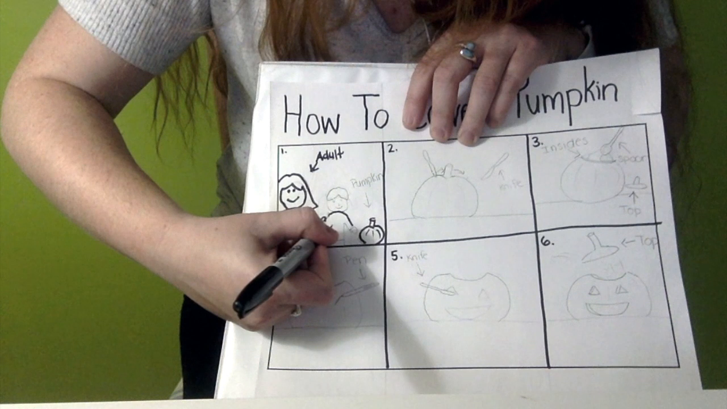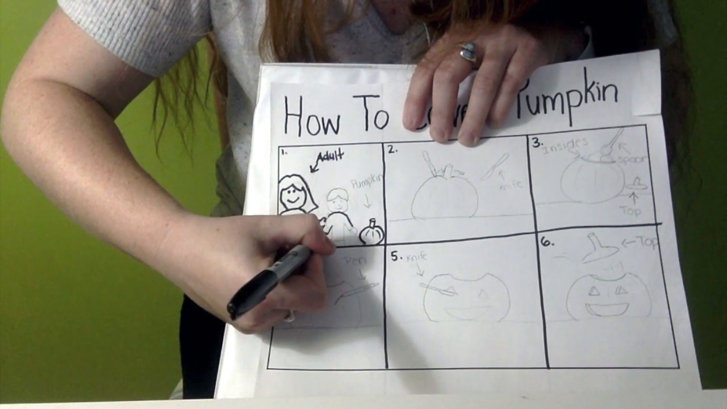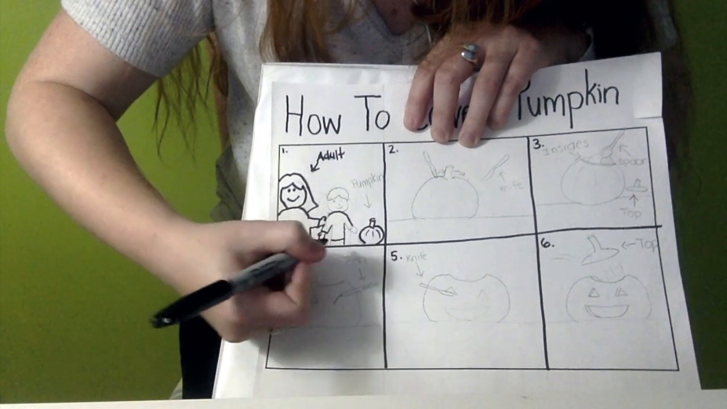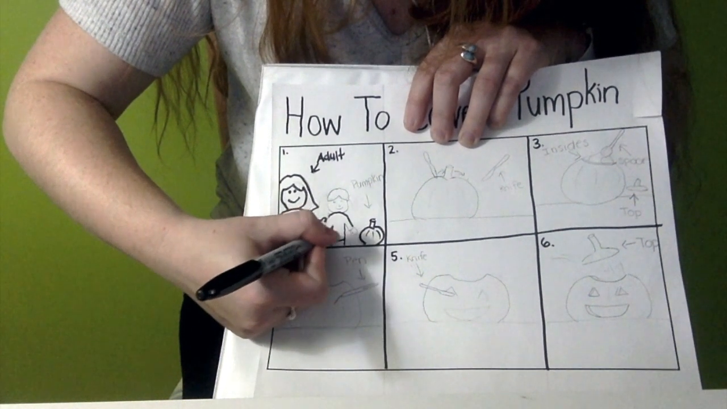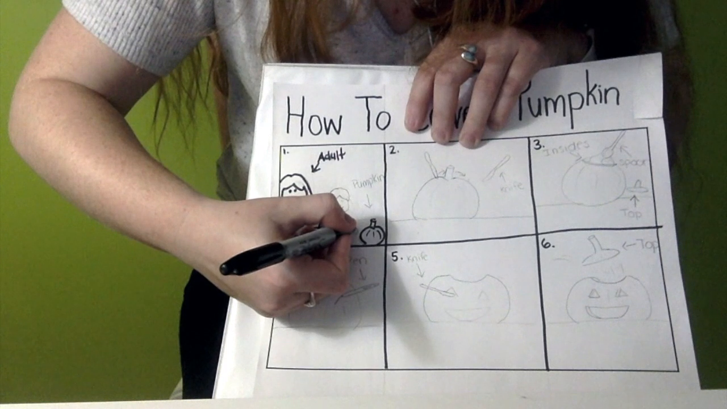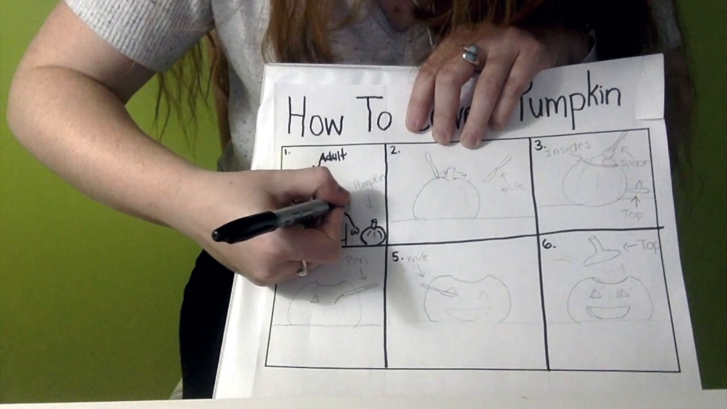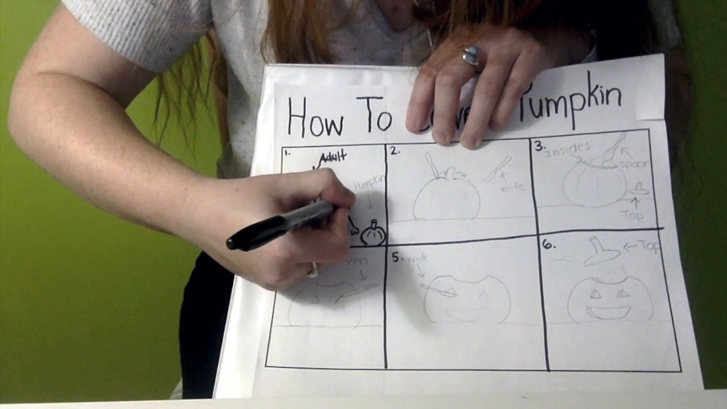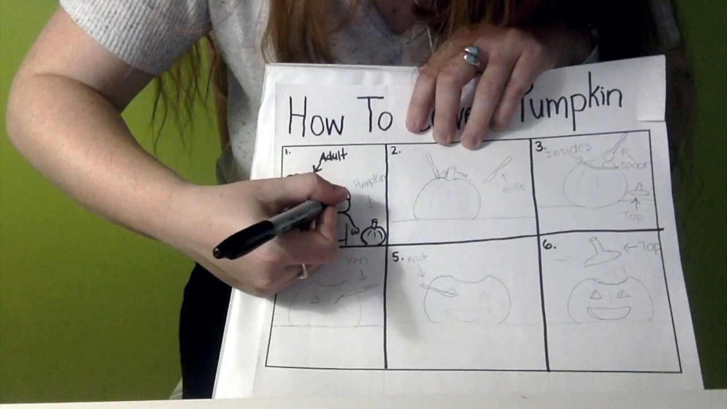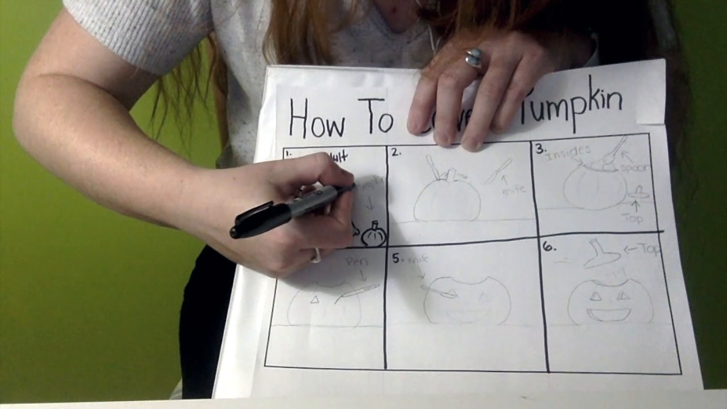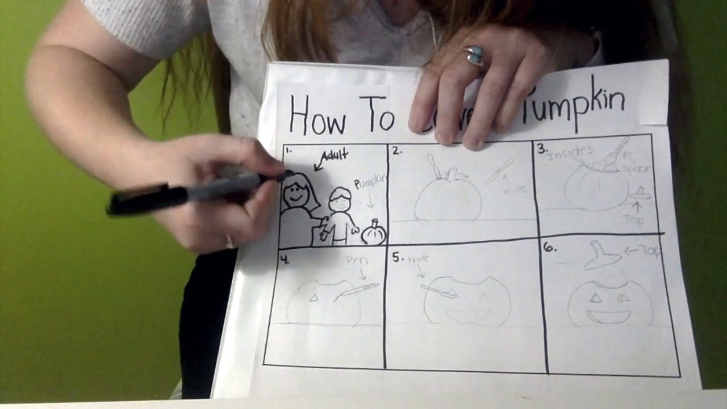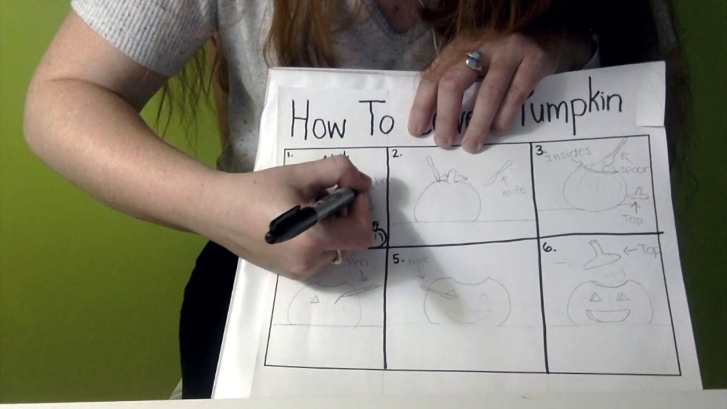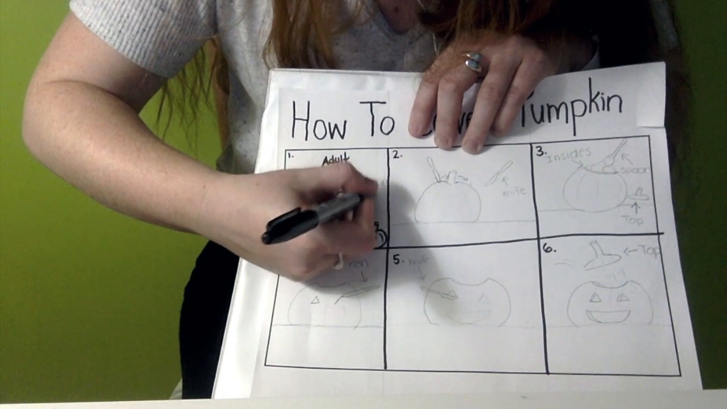And here's me, or my kid, who is going to be carving a pumpkin. I think it might be important here to label the pumpkin as well, because the pumpkin is what we're going to be working with. So I think it's important to show that, hey, here's the adult, and here's that I need to carve my pumpkin, and here's the pumpkin, the most important part of how to do my how-to.